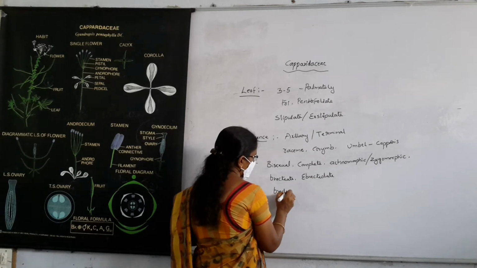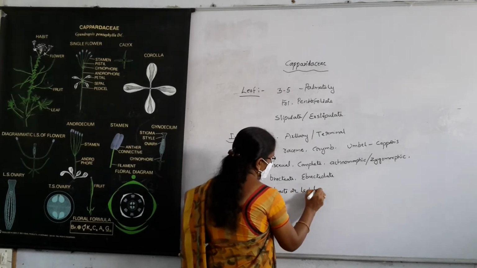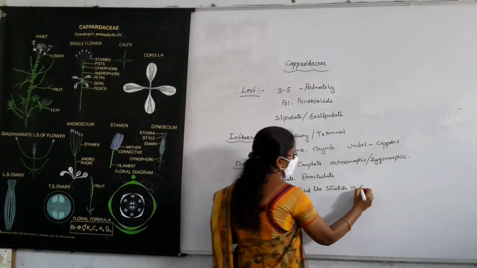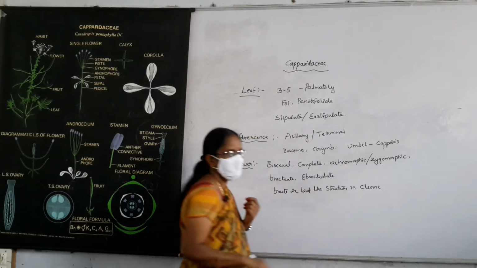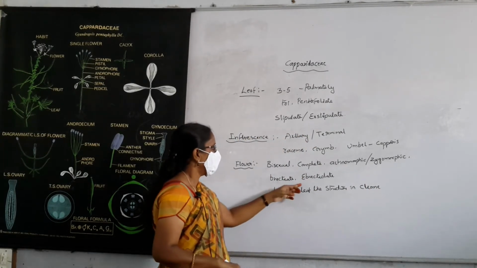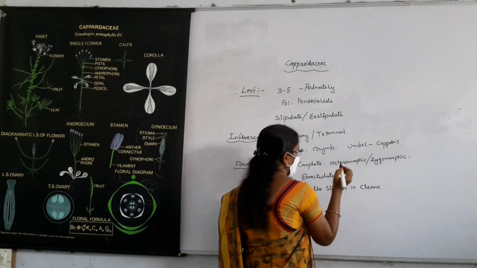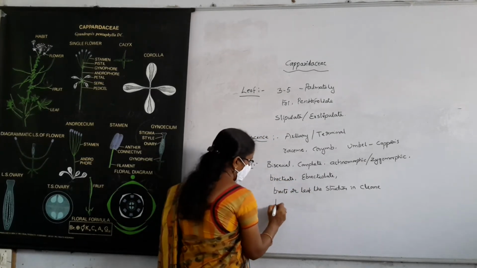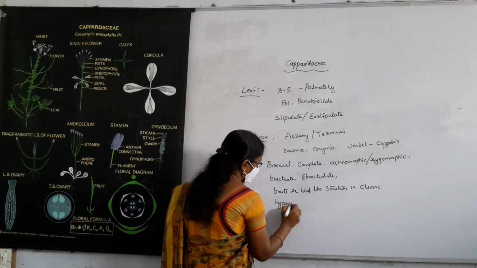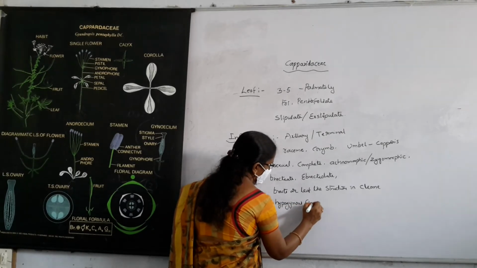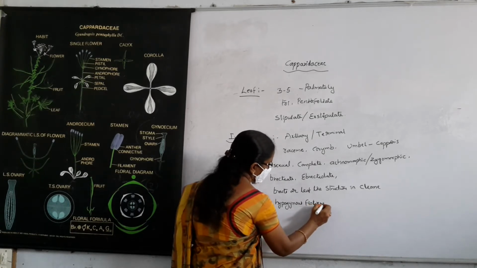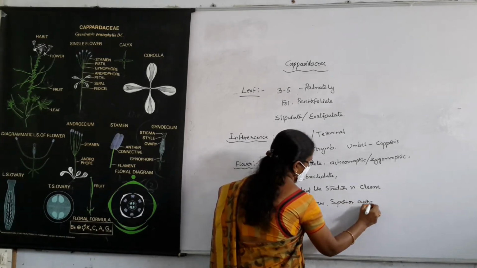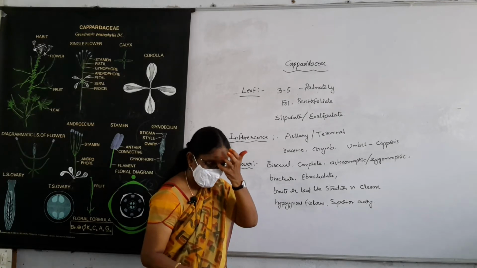Bracts are leaf-like structures in Cleome viscosa plants, and the flowers are ebracteolate, hypogynous, with a superior ovary.